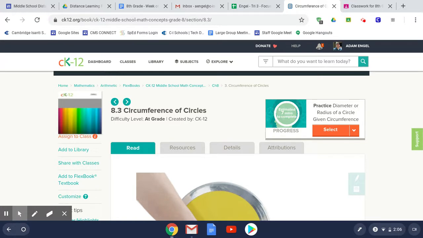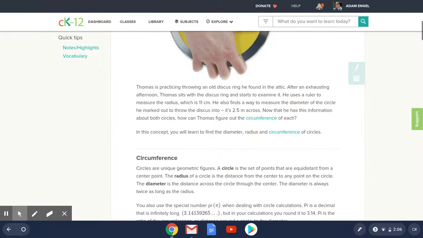Grab a piece of paper, a pencil, grab a drink of water, and we'll just get right into it today. Today's lesson is all about circumference of circles. So we're going to finish off this year. We're going to learn about circumference of circles this week, and then next week we are going to learn about area of circles. So without further ado, let's just jump right into it.